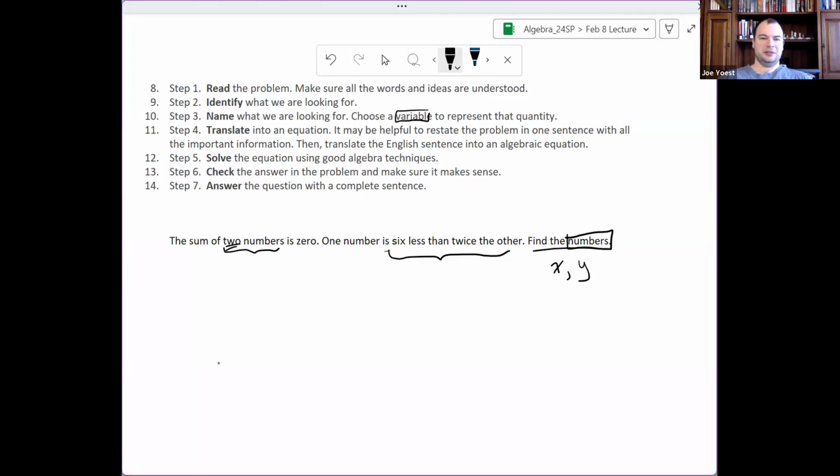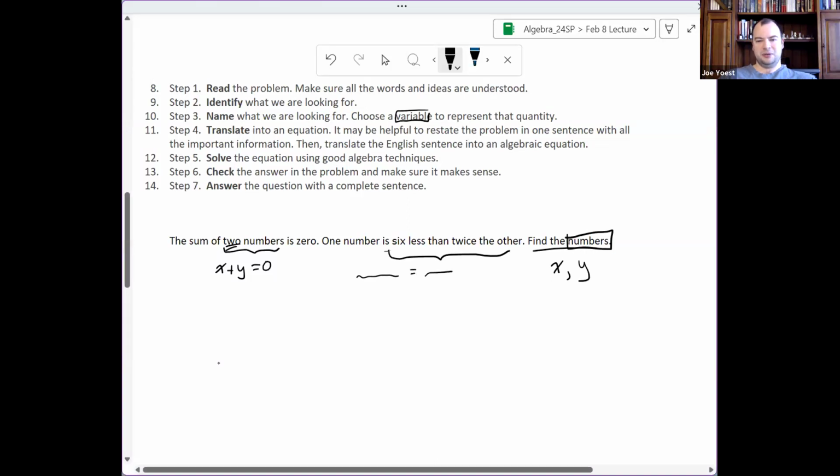Translate into an equation. Now this could be a little bit complicated, right? Because on the one hand, I have the sum of two numbers is 0, which makes me think of something like X plus Y equals 0. On the other hand, I have this other equation that's a little more complicated, that something equals something. So I almost have like two equations here.